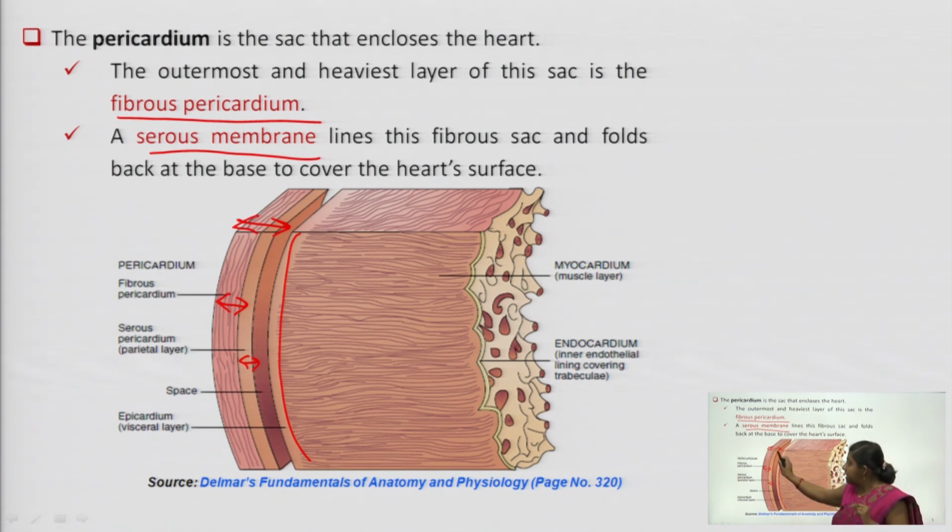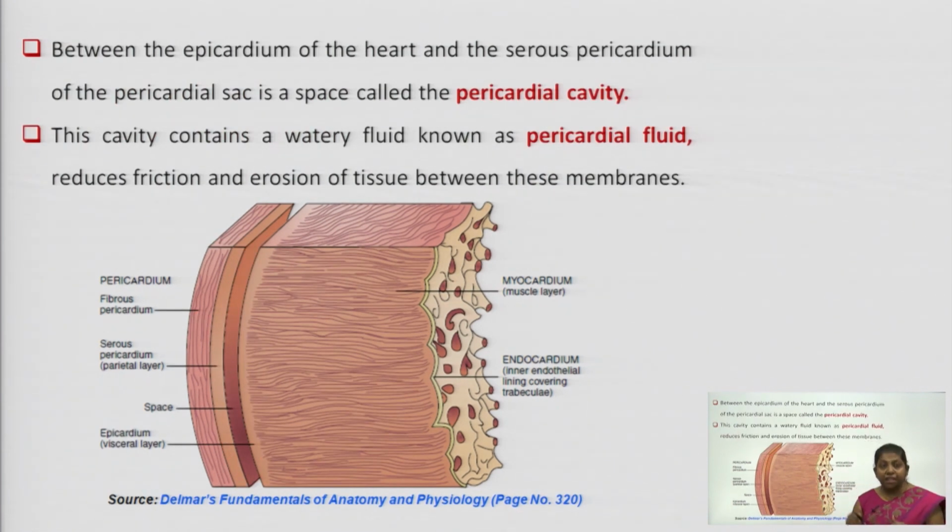So this serous pericardium makes a fold here. It makes a U-shaped fold here. Fine. And in this U-shaped region, in this blank region, there is a fluid that is present. This fluid is termed as pericardial fluid, which is flowing in the pericardial cavity.